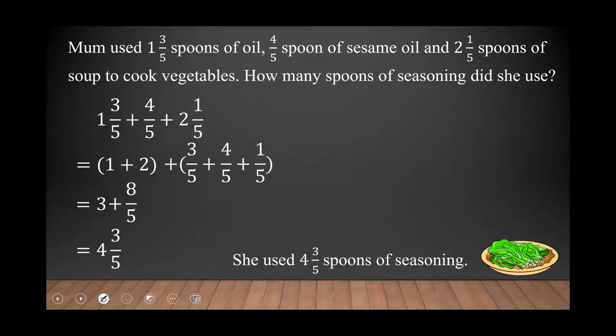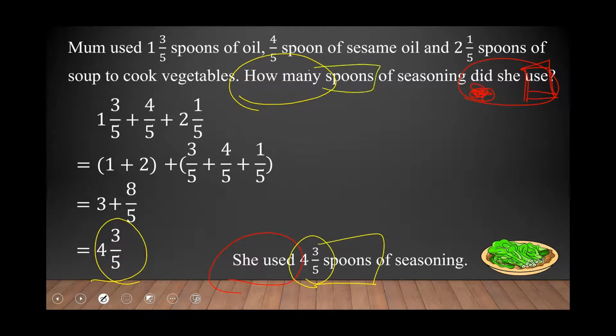So you may see that all the words in the answer statement, you can either find from the answer or the question. How so? Did she use? Did, past tense. So we need to change the word, the verb, use, into past tense. So here, she used. And how many spoons? So how many spoons? We get the answer and spoon of seasoning from the question, of seasoning.